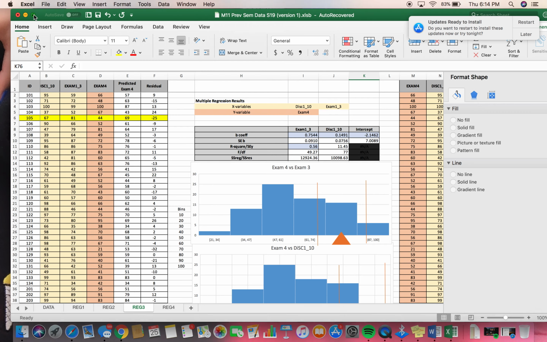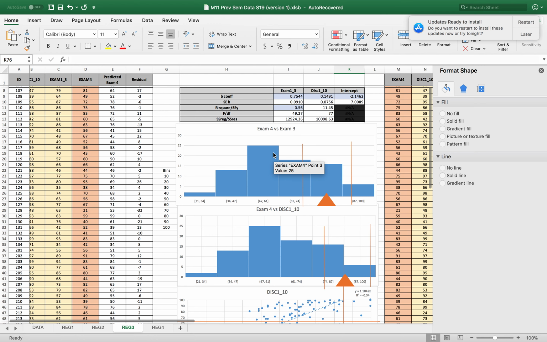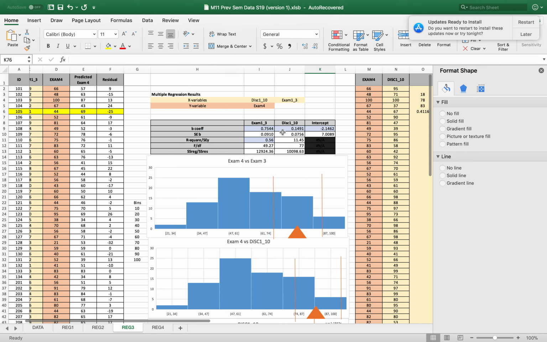Okay, hello. This is my Module 11 video. For this one, I used the regression 3, and I'm comparing the discussions with the exams and the exam 4 score. So here are my histograms right here. This one's my histogram of my exam 4 versus the exam 3 right here given to me.